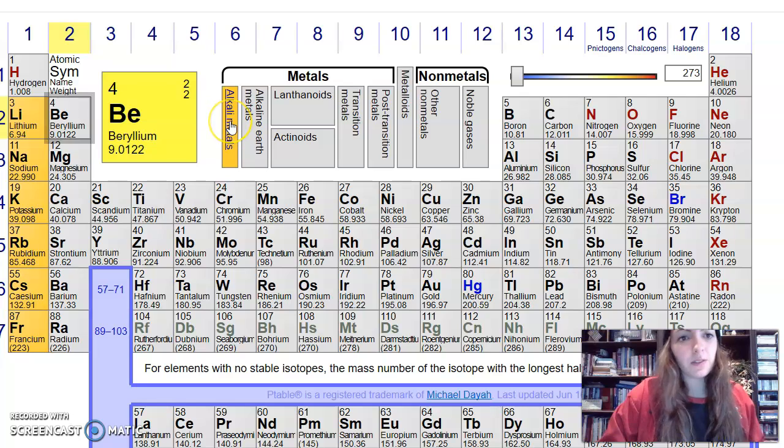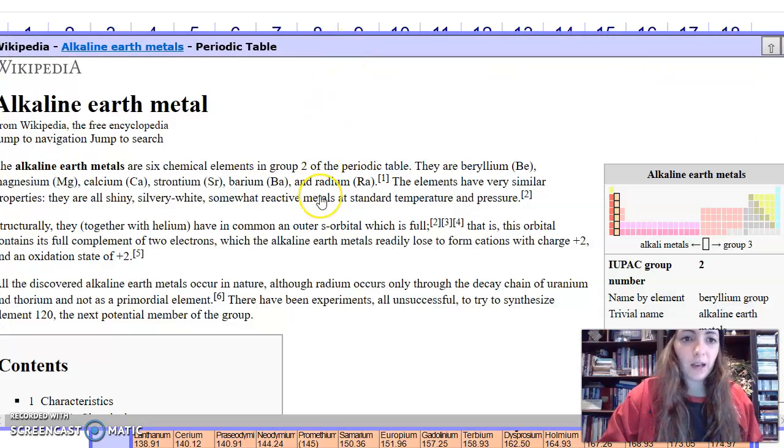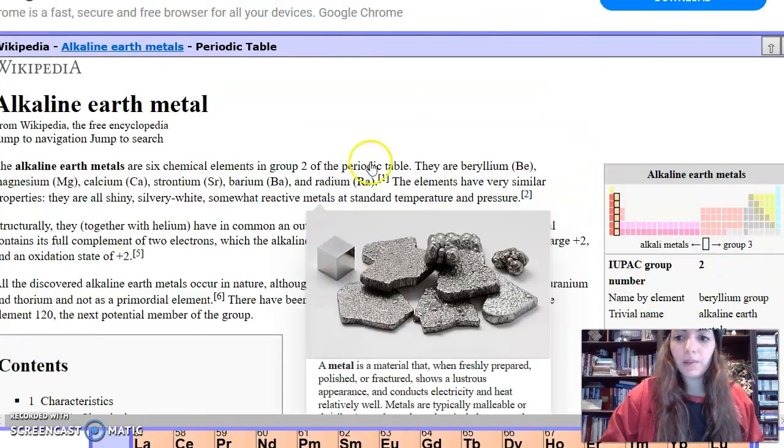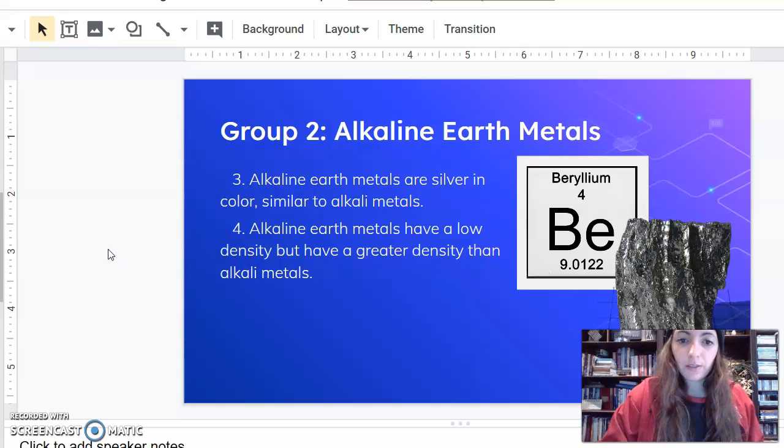You can even use this fun website called ptable.com. You can pull up any periodic table that you'd like, and it'll tell you about your alkaline earth metals here, and it'll have facts for you. You can also just click on that, and it'll pop up all the different facts of alkaline earth metals. You can also find that in your PowerPoint that I created for you guys. So they're silver color, similar to alkali metals, and I'll let you guys read that, have a greater density.